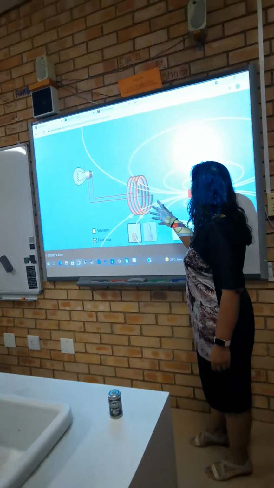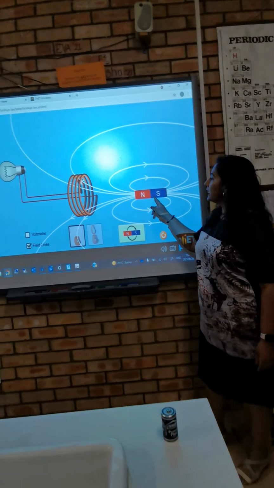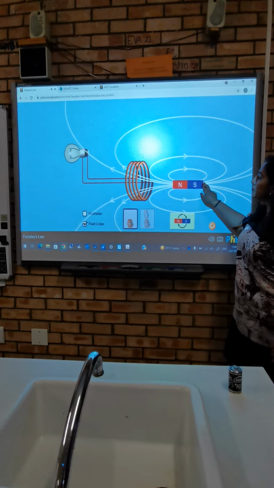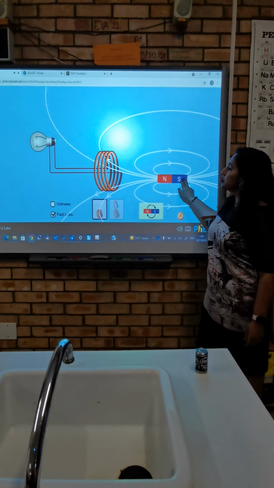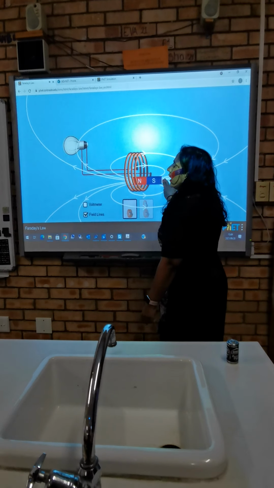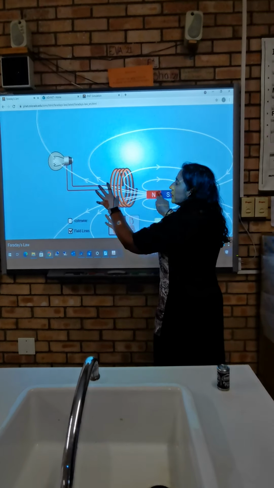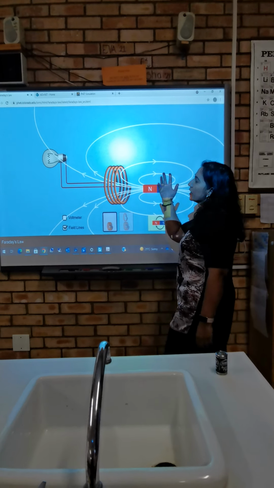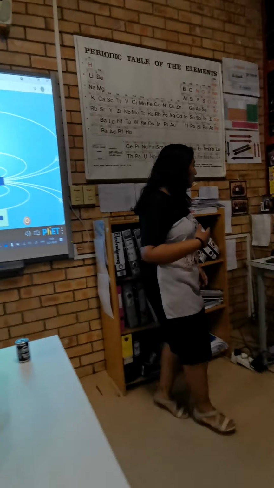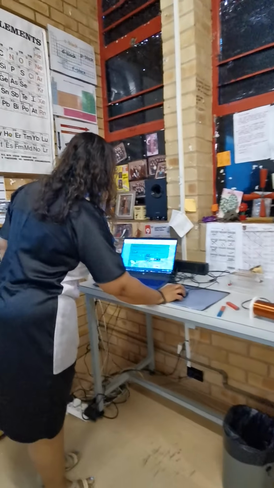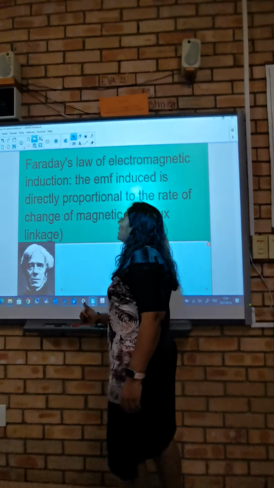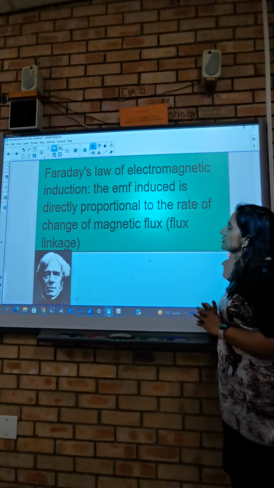My solenoid, okay, and there's my magnetic field lines moving from north to south. And so as I move this magnet through, look at the light bulb, I am actually inducing an EMF, and hence the light bulb, this current, the electrons are moving, and we are having the light bulb come on. Okay, and so what we are going to learn about is this law here, which is called Faraday's law, after Faraday, who discovered it, Faraday's law of electromagnetic induction.